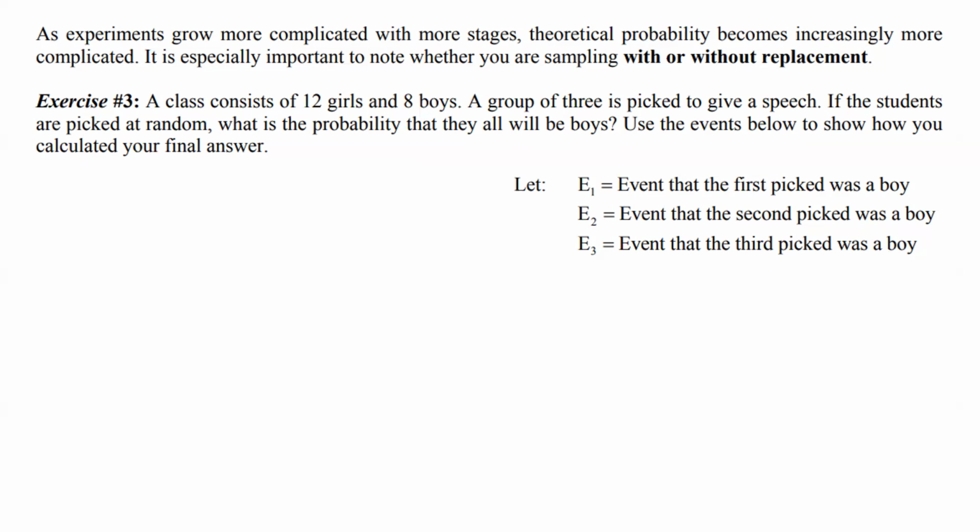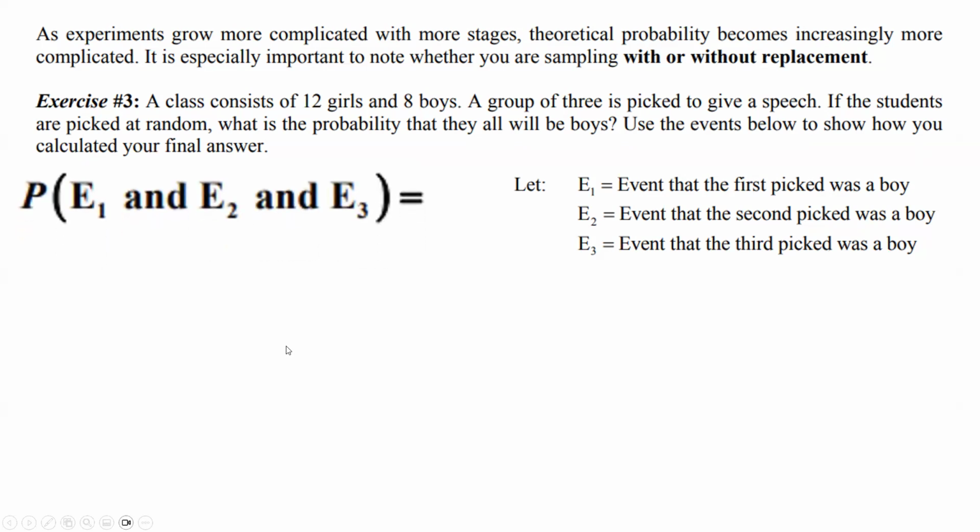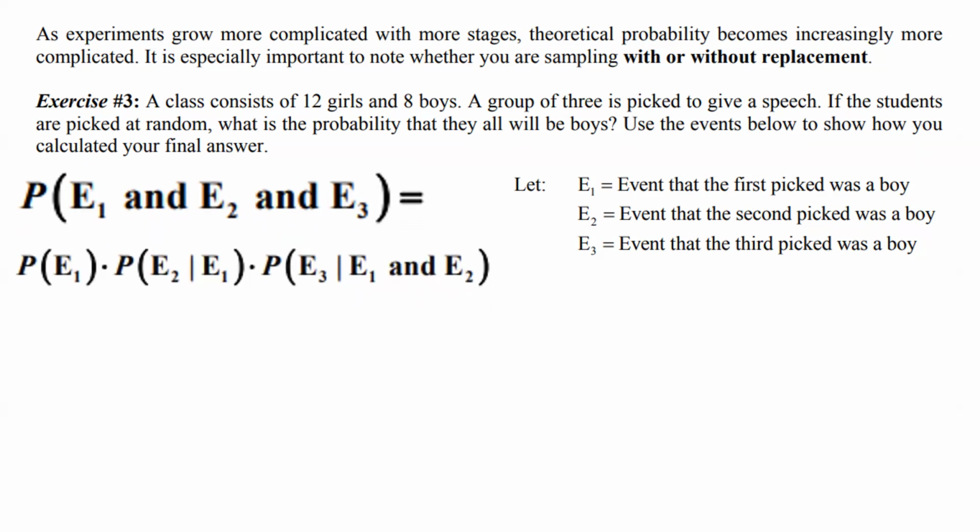So E of 1 is the event that the first boy is picked. E of 2 is the event the second boy is picked. And E of 3 is the third boy is picked. Okay? So we're trying to figure out this probability. Here is the formula that gets rather a bit distracting, but hopefully it makes sense when you start using the fractions. So picking a first boy would be 8 out of the 20.